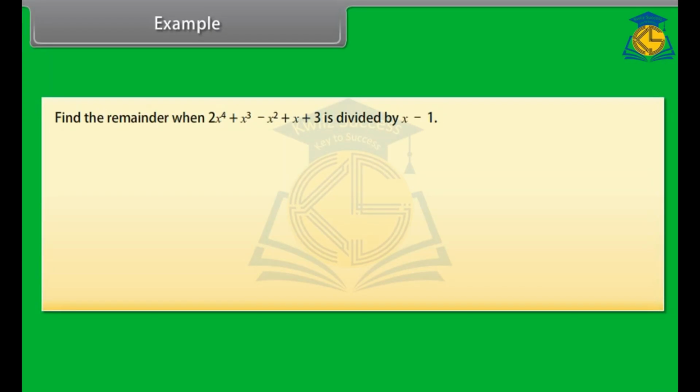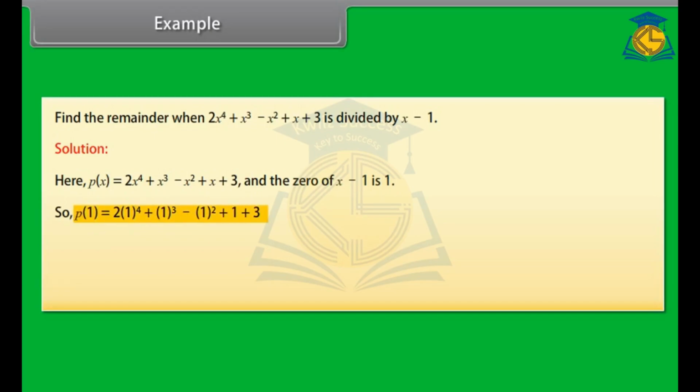Find the remainder when 2x^4 + x^3 minus x^2 + x + 3 is divided by x minus 1. Solution. Here, p(x) = 2x^4 + x^3 minus x^2 + x + 3, and the zero of x minus 1 is 1.